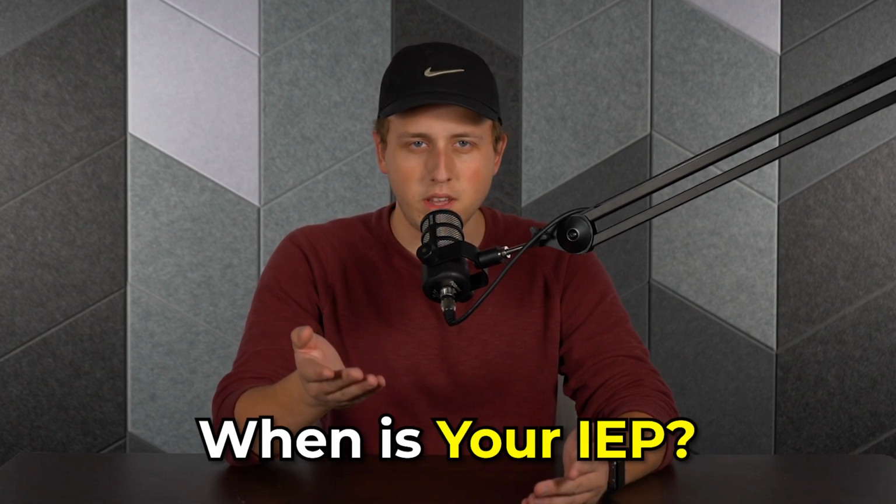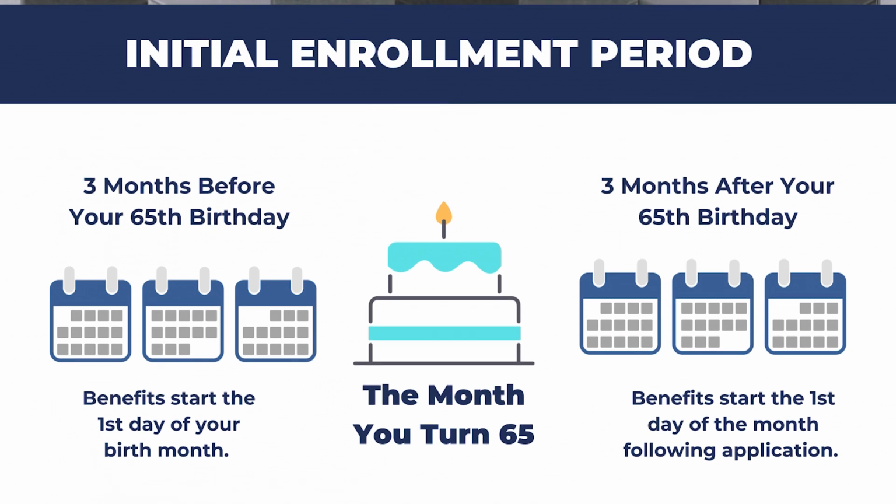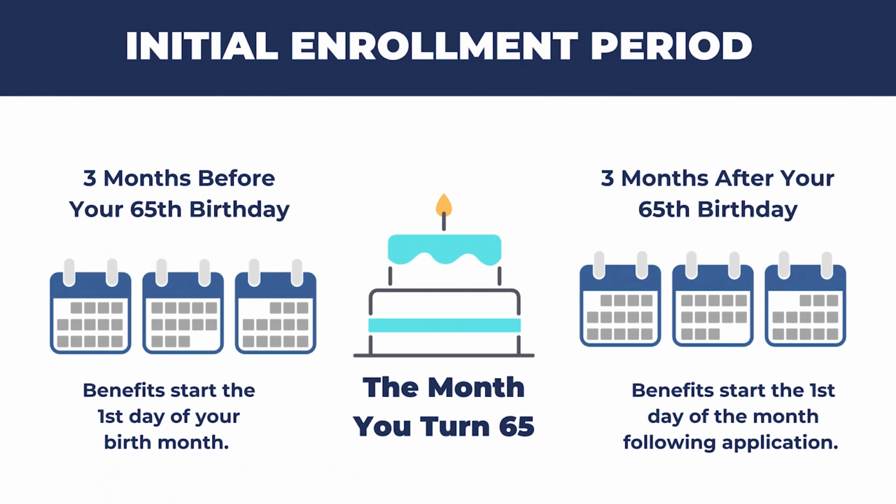So let's start with the first and most important question. When is your IEP? IEP is the period that everybody using Medicare has. Whenever you're about to turn 65, your initial enrollment period will begin 3 months before you turn 65 and will last for 3 months after you turn 65. So in the enrollment period, you've got 3 months before your 65th birthday, the month of your 65th birthday, and 3 months after your 65th birthday to take care of your Medicare enrollment. That's 7 whole months that you have to enroll with no trouble and no penalties.